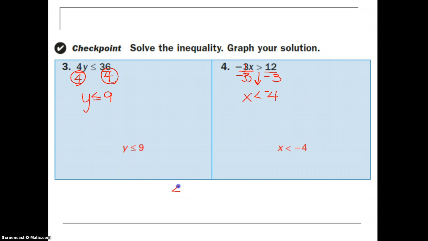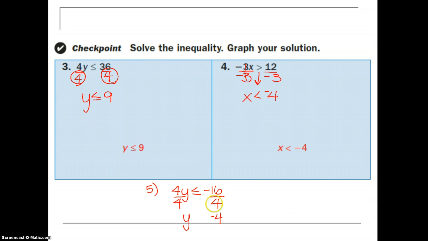I'm going to give you one more example just to make sure that you understand. In this example, call it number 5, please try this problem on your paper. Pause the video. You have 4 times y in number 5. Divide both sides by 4. y, negative 16 divided by 4 is negative 4.